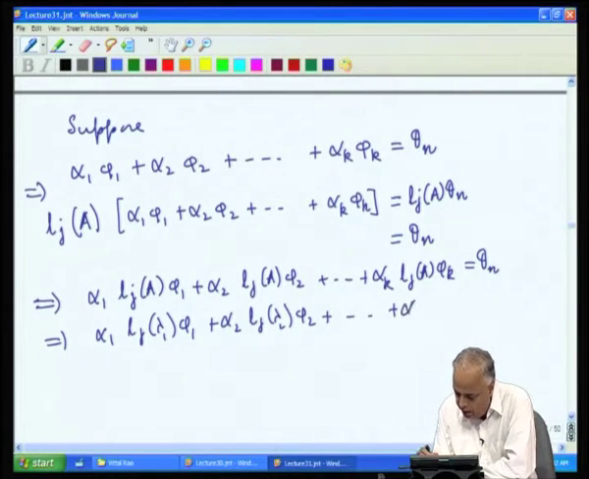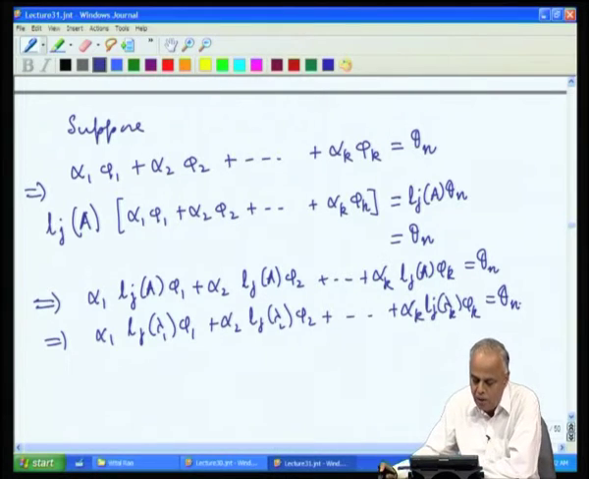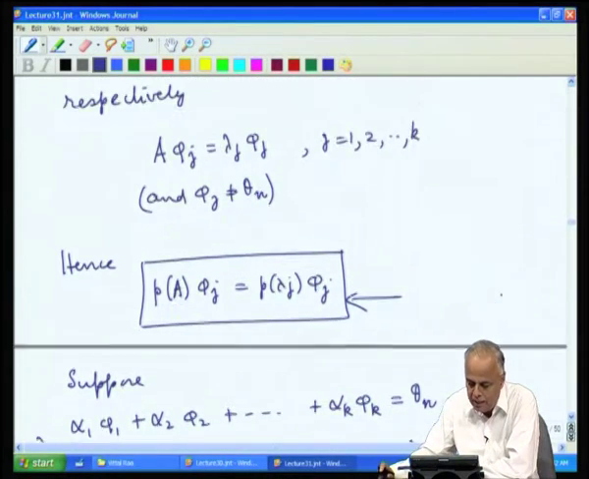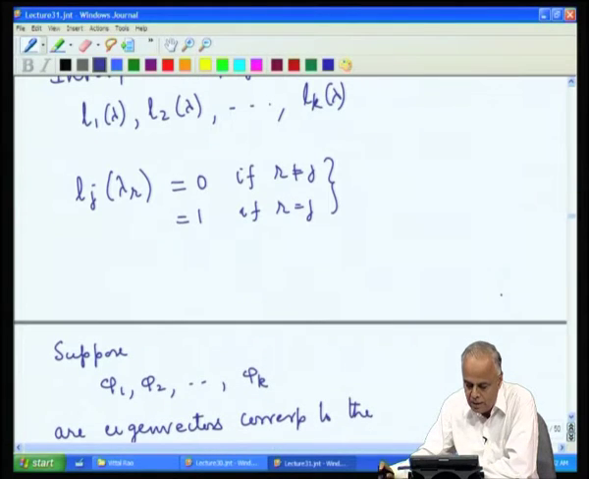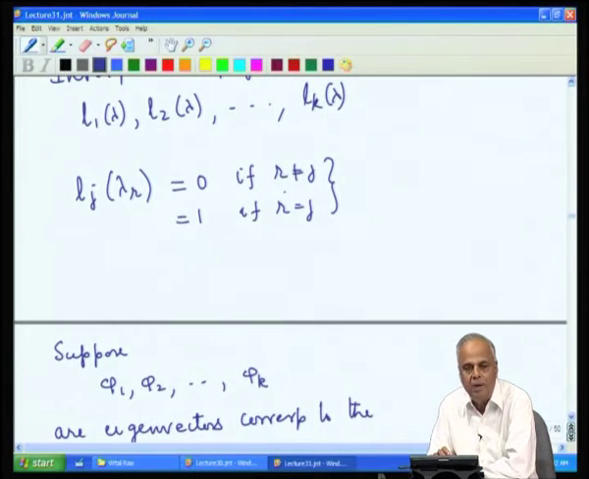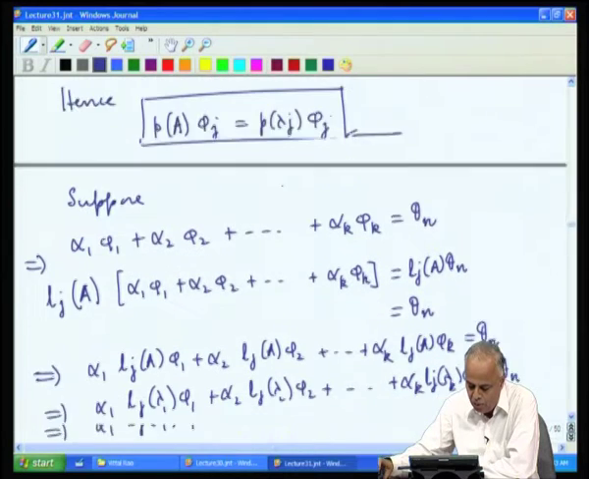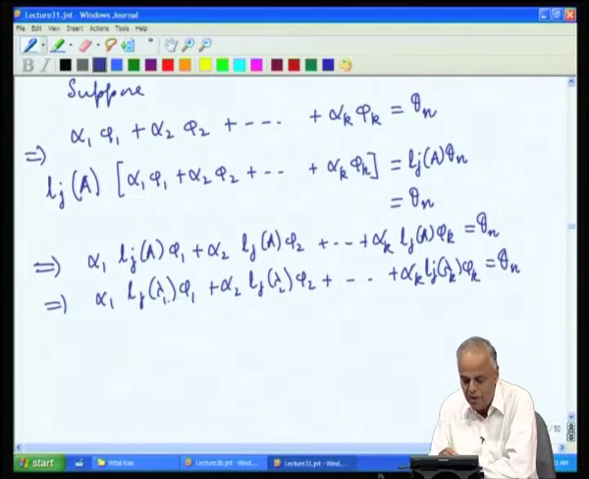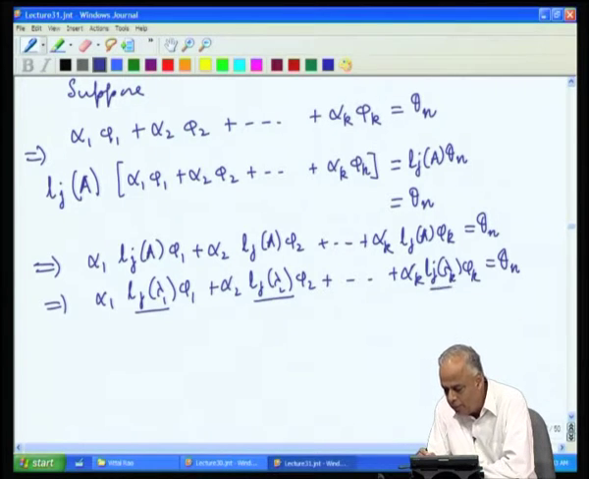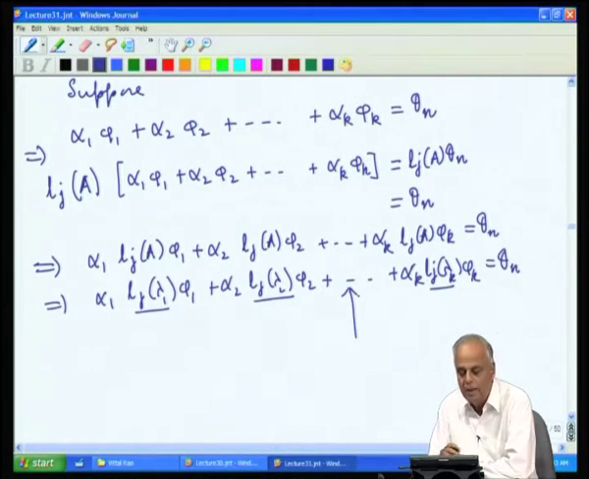There will be an alpha k L_j(lambda k) phi k, which must be the 0 vector. Now, what is the property of these L_j's? The L_j's are such that they light up only at lambda j, and at lambda 1, lambda 2, up to lambda j minus 1 they take the value 0. Therefore, L_j(lambda 1) will be 0, L_j(lambda 2) will be 0, and the only term that will survive will be L_j(lambda j), that term.